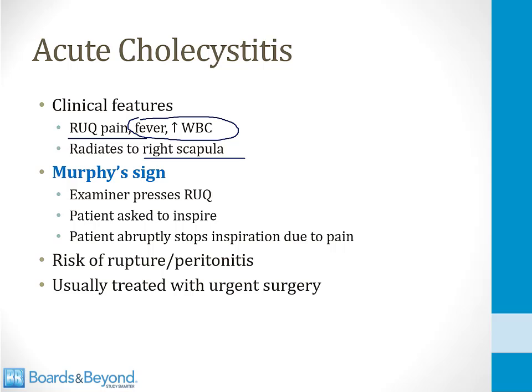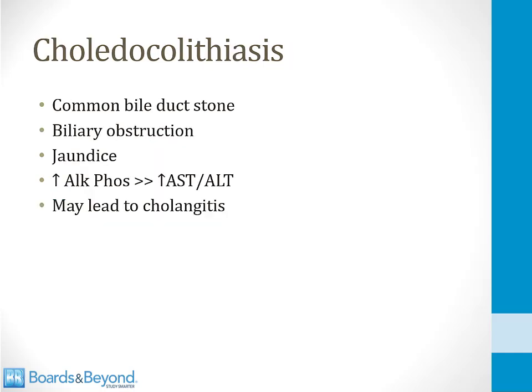A classic physical exam sign of acute cholecystitis is called Murphy's sign. This occurs when the examiner presses on the right upper quadrant and asks the patient to take a deep breath. As the patient is inhaling, they will abruptly stop because of pain, and that's called a positive Murphy's sign. There is a risk of rupture and peritonitis of the gallbladder, and so this condition is usually treated with urgent surgery, and you will see lots of surgeries for acute cholecystitis when you do your clinical surgical rotations.